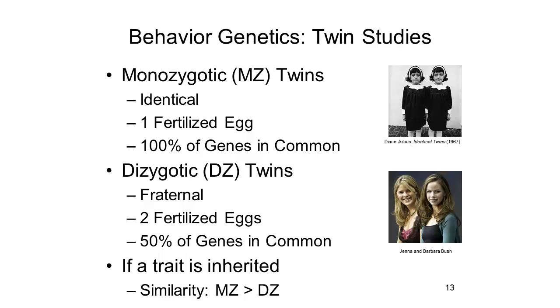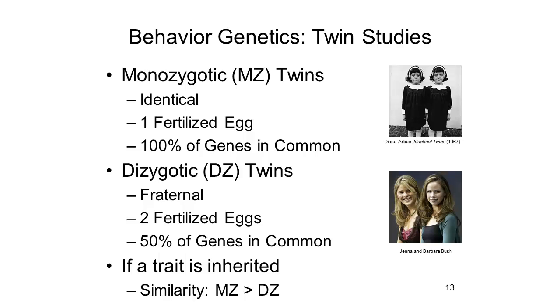Monozygotic twins, or identical twins, are the product of an egg that's been fertilized by a single sperm, but which subsequently split into two embryos, thus yielding two individuals who are genetically identical. Dizygotic, or fraternal twins, occur when two different eggs are fertilized by two different sperm, thus yielding individuals who have only about 50% of their genes in common.